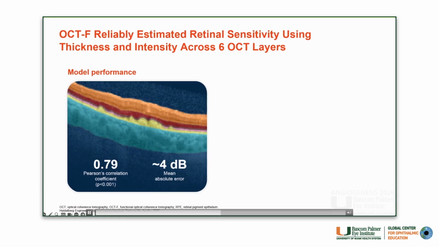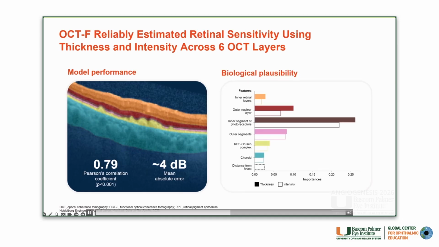Evaluating the model performance, that is, comparing the sensitivities estimated by the model to the actual microperimetry sensitivity values as tested, a high correlation with true sensitivities and a mean absolute error of 4 decibels were seen. On the right side of the slide, the feature importance is displayed. This overall underscores the biological plausibility of the model, as different photoreceptor OCT bands are the most important factors for retinal sensitivity, while the RPE-drusen complex and choroid contribute much less to the model.